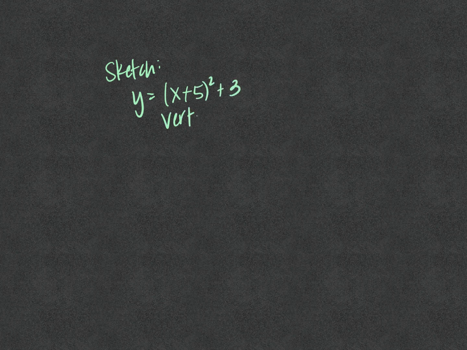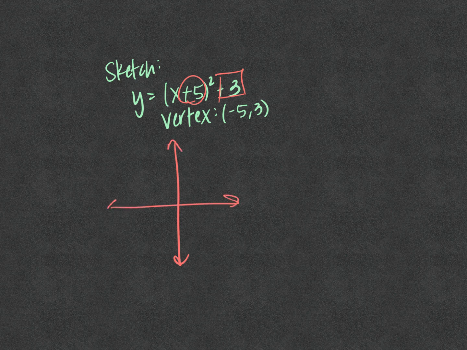So let's say the directions say sketch y equals x plus 5 squared plus 3. So this is a U-shaped graph. It's a parabola, and our vertex is negative 5, 3. So we change the sign of h and keep the sign of k. When we sketch this, we're going to go over negative 5, up 3. So this is the point negative 5, 3. And we have a U-shaped graph.